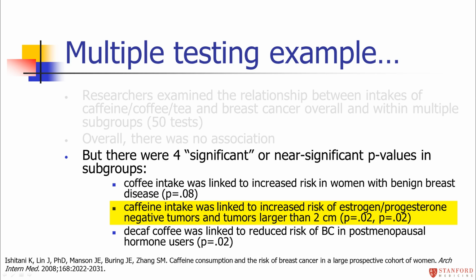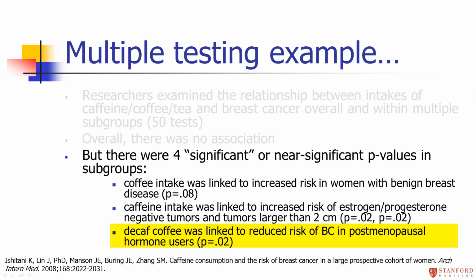They also found that caffeine intake was linked to an increased risk of a particular type of tumor, estrogen, progesterone negative tumors, as well as tumors larger than 2 centimeters. The p-values there were 0.02 and 0.02 for those comparisons. They also found that decaf coffee was linked to a reduced risk of breast cancer in postmenopausal hormone users.